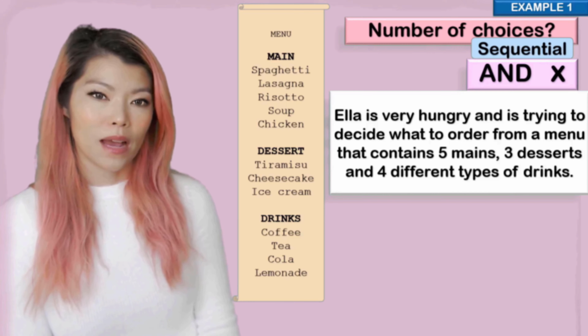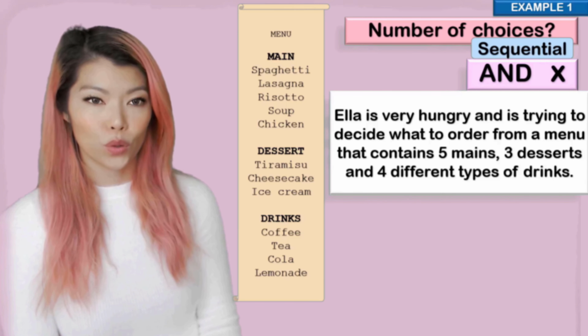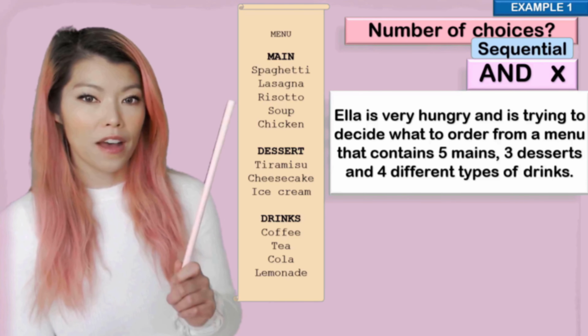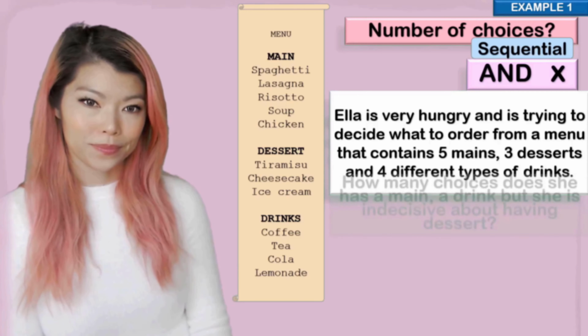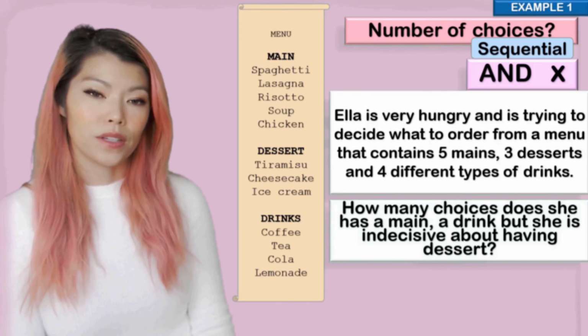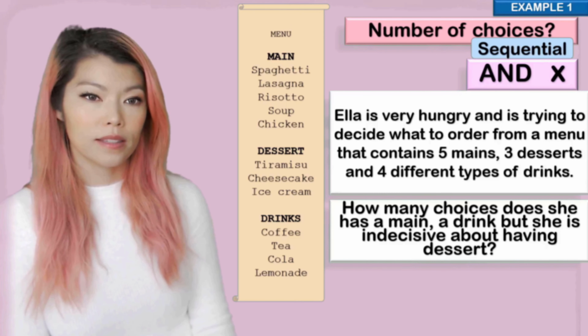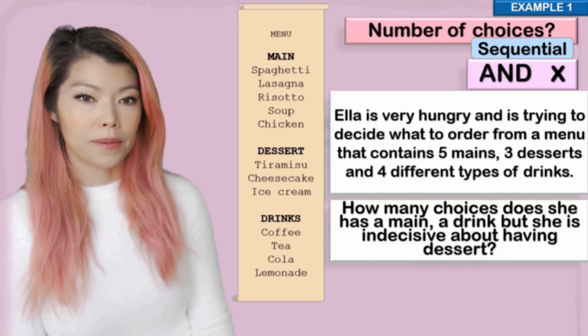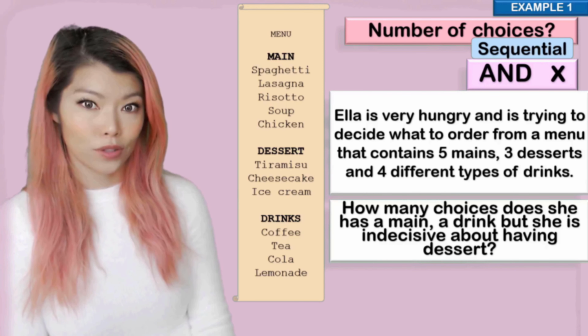Here we have the example from a previous video where Ella is very hungry and is trying to decide what to order from a menu that contains 5 mains, 3 desserts and 4 different types of drinks. In today's video, we're going to look at different types of questions, such as how many choices does she have if she has a main, a drink, but she can't decide whether she's going to have a dessert or not.